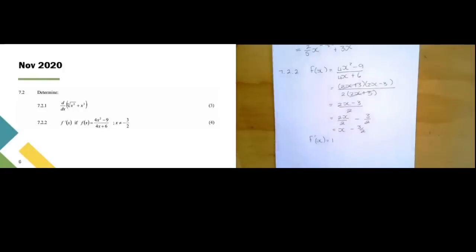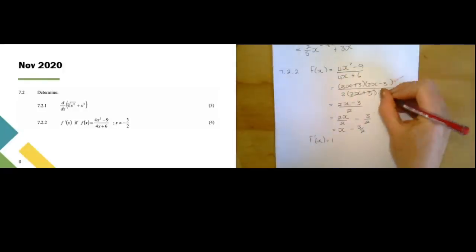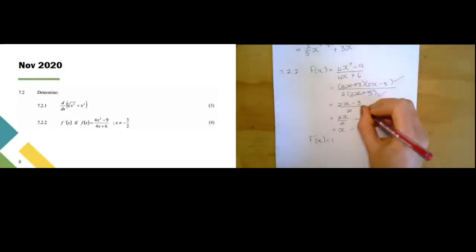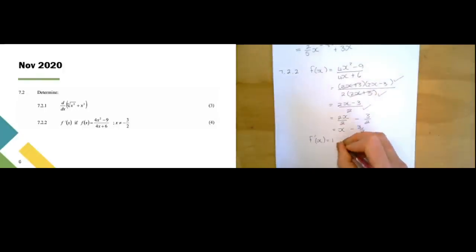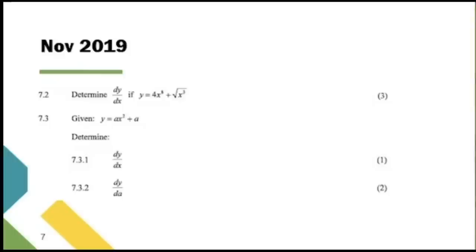This was a 4-mark question. It was a mark for the factors, a mark for the factors, and a mark for the simplification, and then a mark for your final answer. November 2019. Let's go look at what they asked that year.